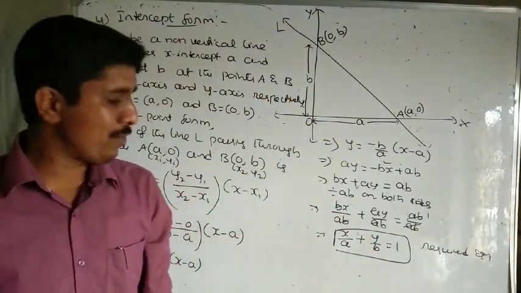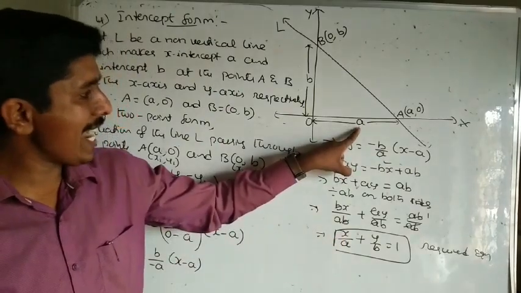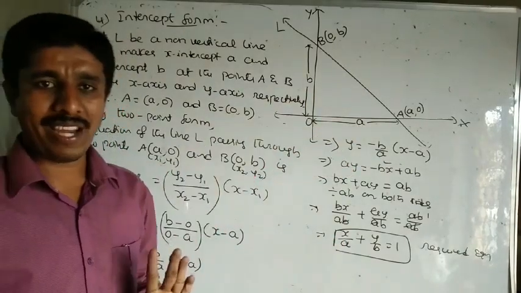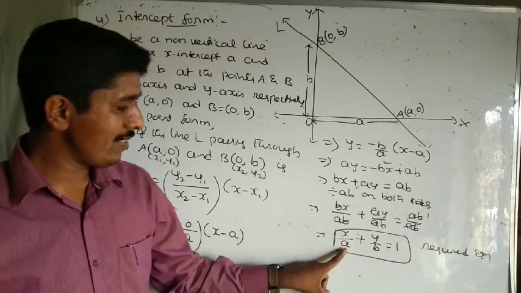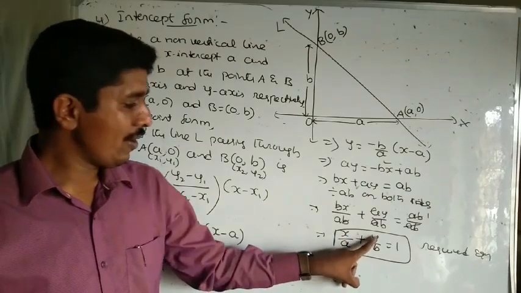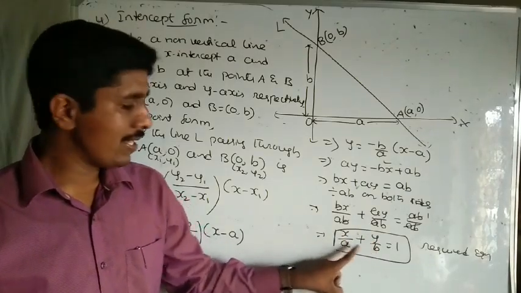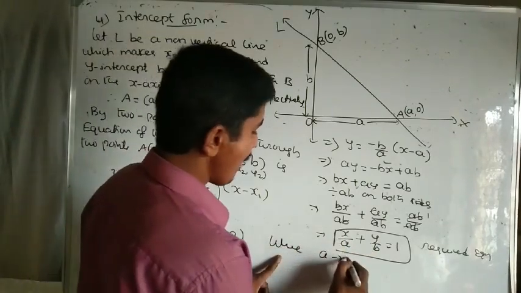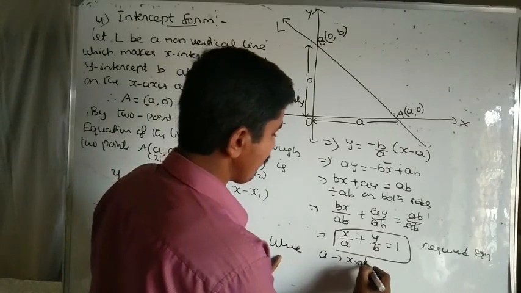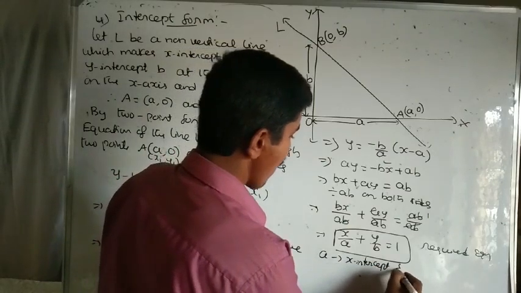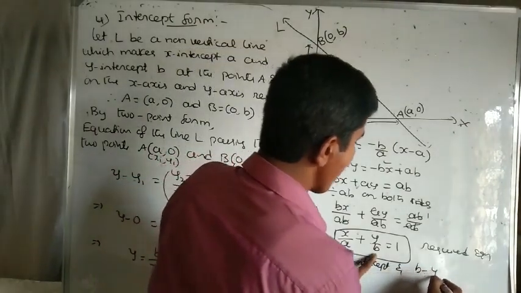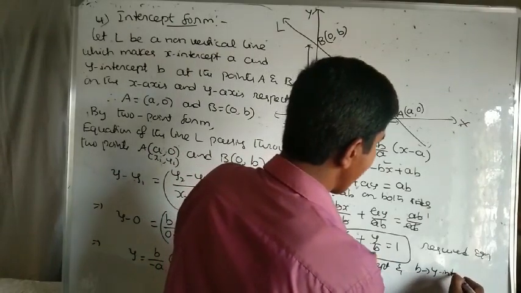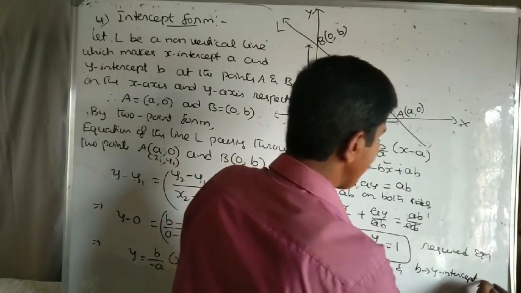Here which is the x-intercept? We know from the figure that A is the x-intercept and B is the y-intercept. Where A lies, the x denominator is a; where B lies, the y denominator is b. Here a is called the x-intercept and b is called the y-intercept of the line.